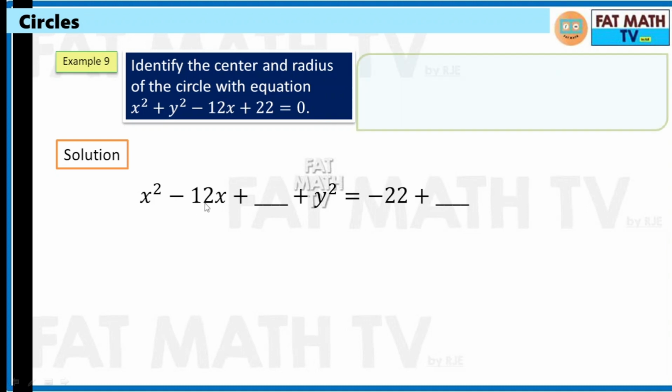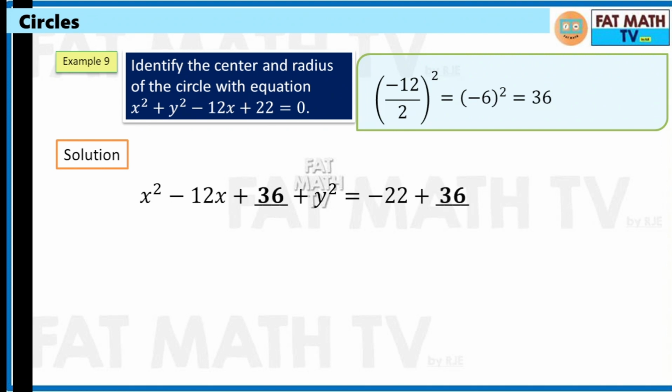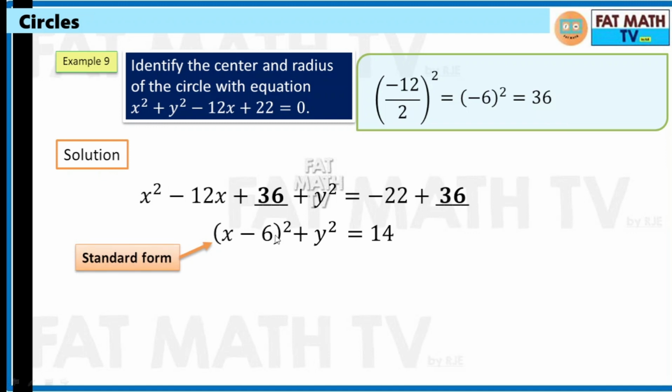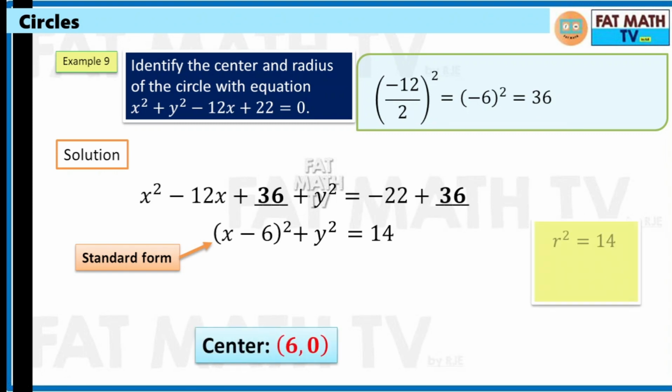Take half of 12, that is negative 6. Negative 6 squared is 36. So you should add 36 to both sides of the equation. Factor this trinomial: just take for the first term x, and then for the second term half of negative 12. So you will have x minus 6 squared plus y squared equals negative 22 plus 36 is 14. So this is already in standard form with h 6 and k 0, and r squared is 14. So the center is at 6, 0, and the radius is square root of 14.